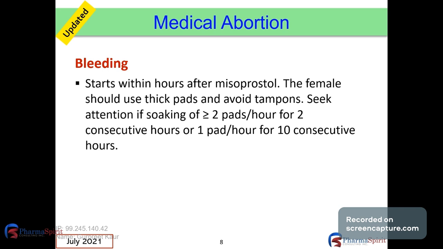So bleeding is expected, yes, but if the bleeding is extensive, then the lady will need to consult the physician. When should the lady consider the bleeding to be extensive? That's when the blood is soaking 2 or more pads per hour, and we're using thick pads here. So if the blood soaks 2 or more pads per hour for 2 consecutive hours, or 1 pad per hour for 10 consecutive hours, that's when the bleeding is considered extensive and the lady should seek medical attention.